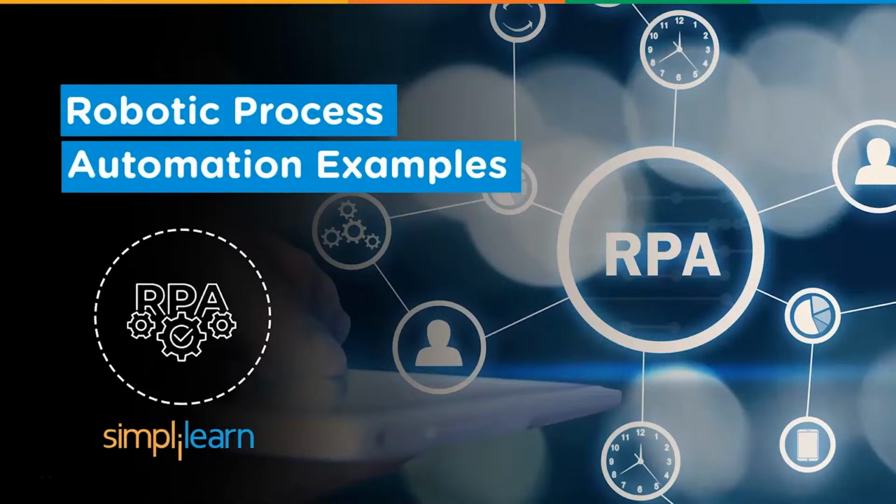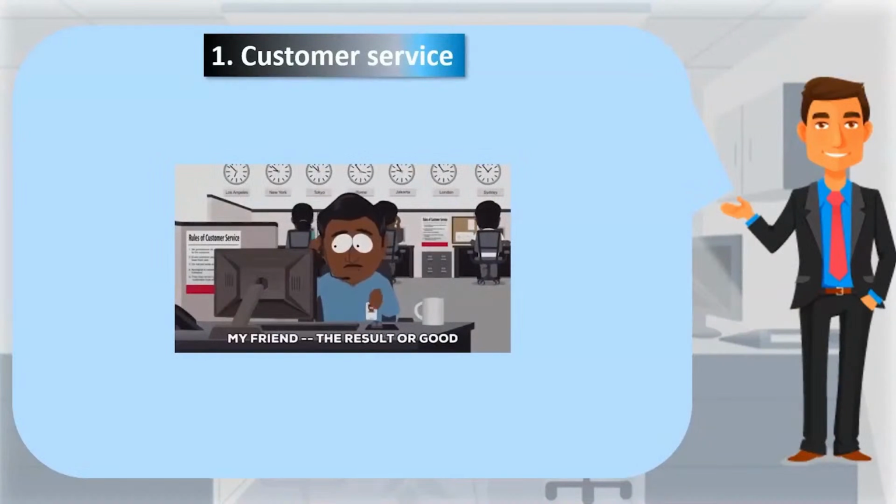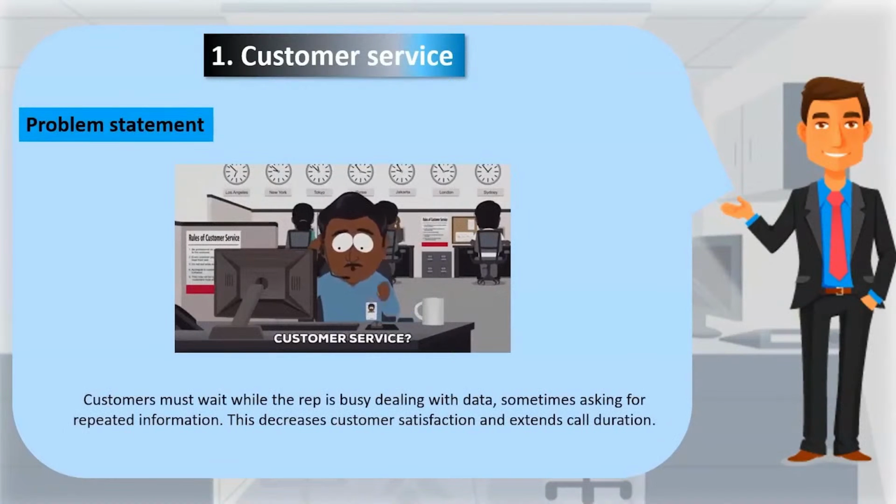In this video, we will be looking at the robotic process automation example. The first example is customer service. Let's look at the problem statement. A customer representative must understand and solve the customer queries, carry out the necessary actions by switching between the various softwares and applications, and inform the customer. This must wait while the representative is busy dealing with data, sometimes asking for information that has already been requested. This tends to decrease customer satisfaction and extends call duration.